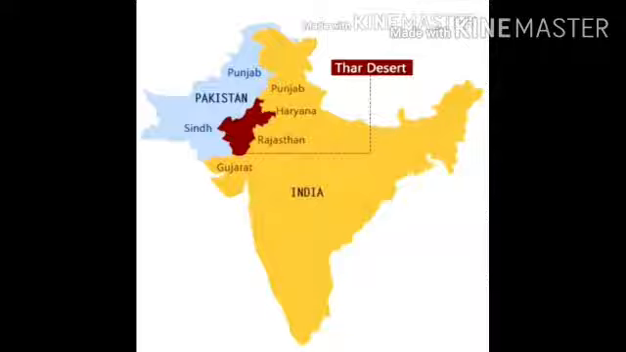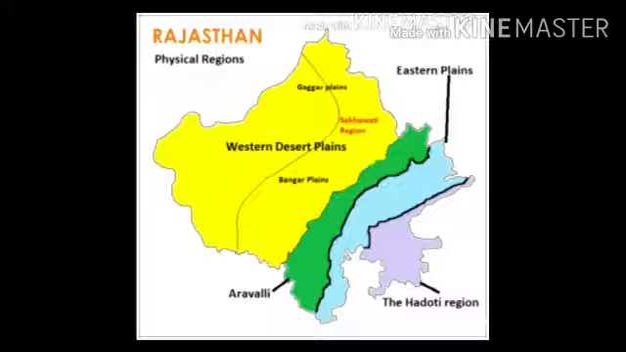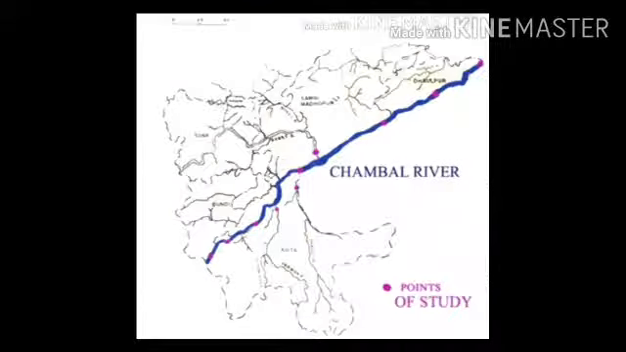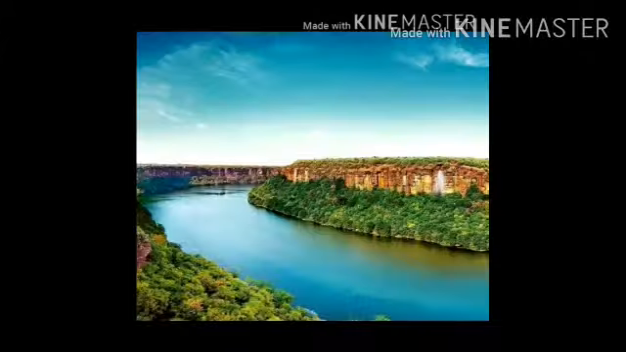Rajasthan is the only state in India which has a desert. The Aravalli Hills divide Rajasthan into two parts. The eastern part is quite fertile, while the western part is rocky and sandy. The river Chambal flows in the eastern part.